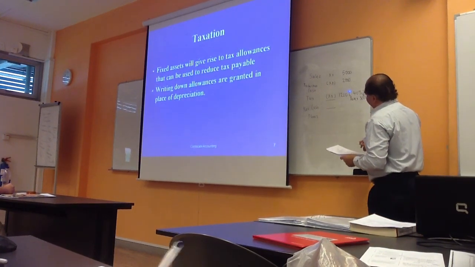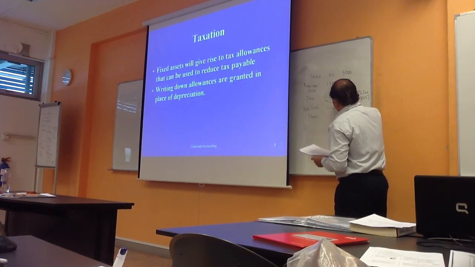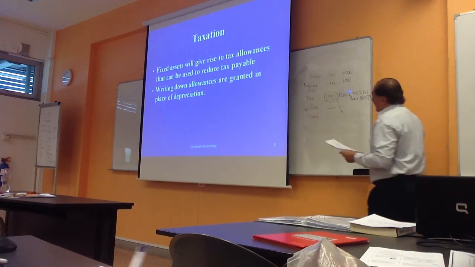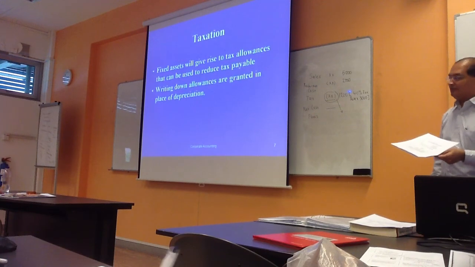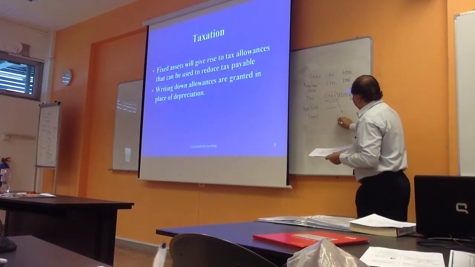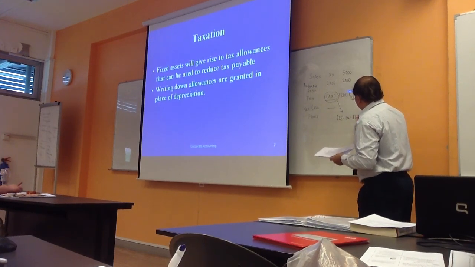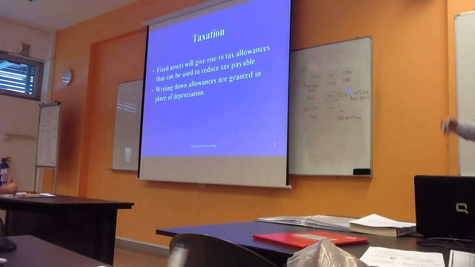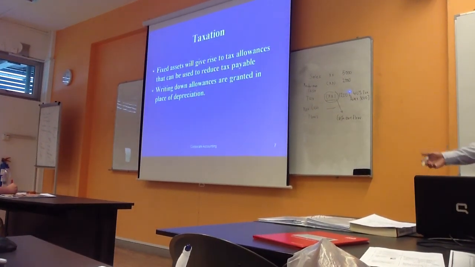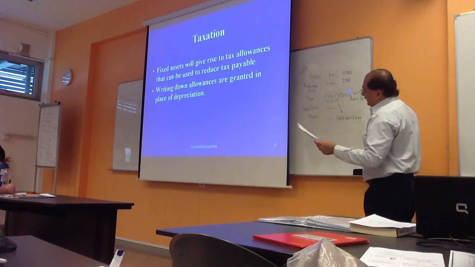Now, looking at this calculation here, we will see that this is another number which we may have to consider when doing NPV calculations. This is going to be a cash outflow number. So every year there may be a tax number we need to calculate and put into the NPV calculation here. So that's going to be a cash outflow number.